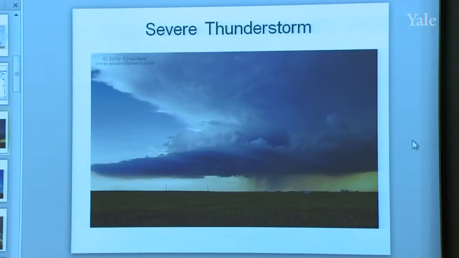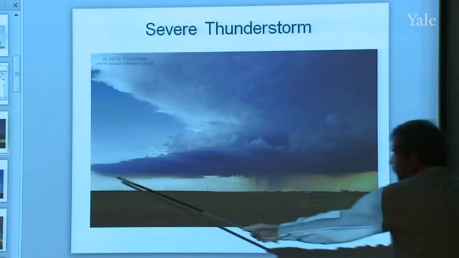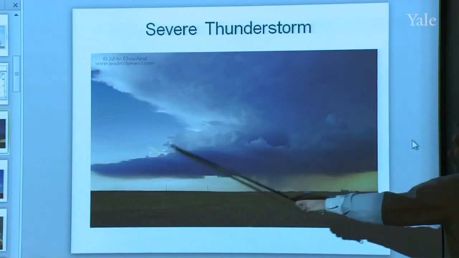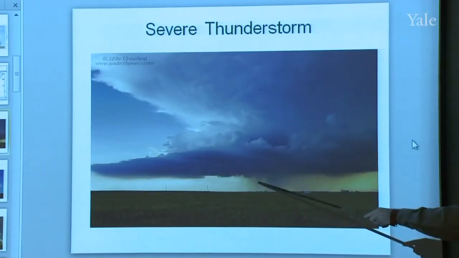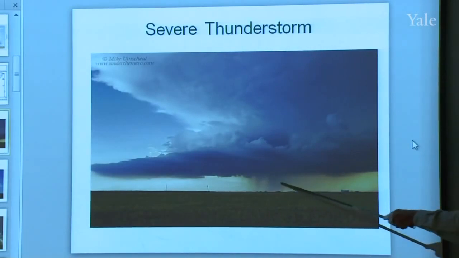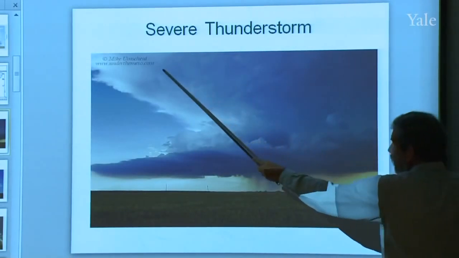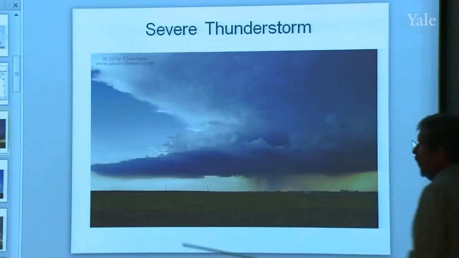Here's a picture of one. The updraft is back in here, coming right up through there, and there's the rain back in the rear. The anvil, you can't see the top of it, but the anvil is up here somewhere.